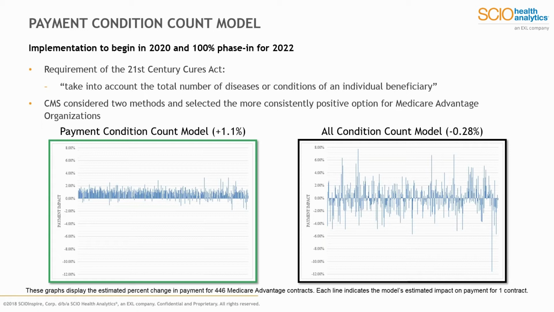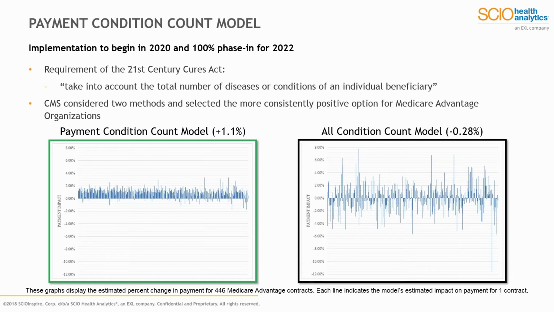But that skewed the impact, and it's way more erratic. So if you look on the right, with the all condition count, the payments were all over the place, but with the payment condition count model, the variance was more toward the positive and not as far off the line, or off the status quo. CMS is going to use the payment condition count model, believing that it will improve the accuracy of the risk adjustment model.